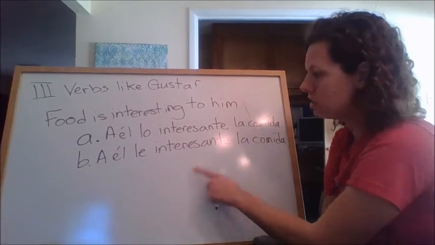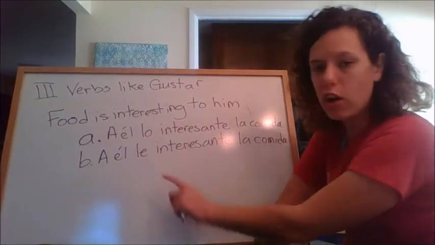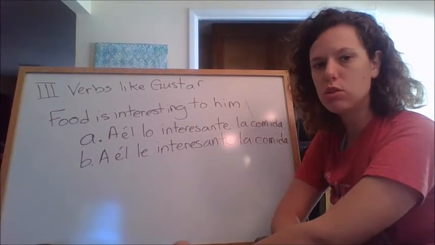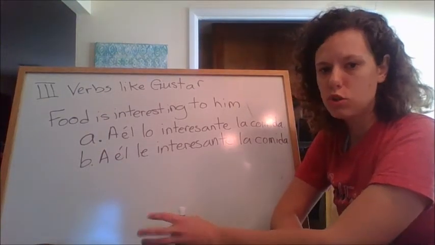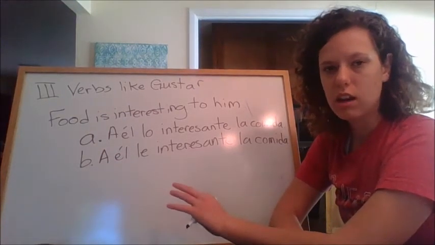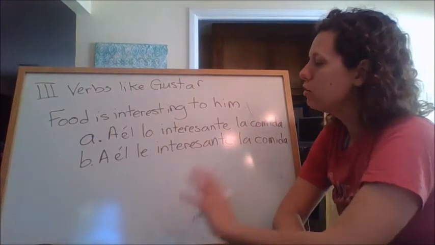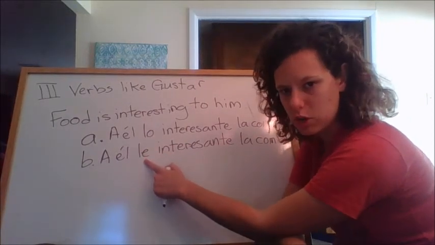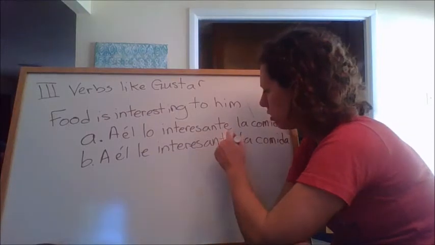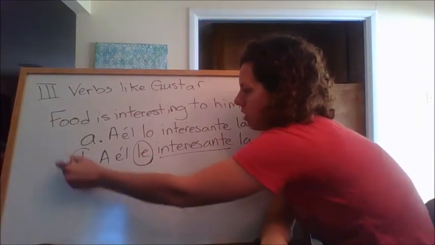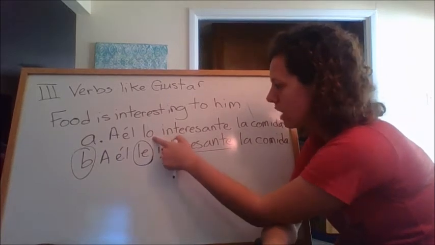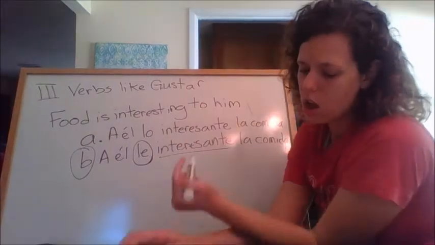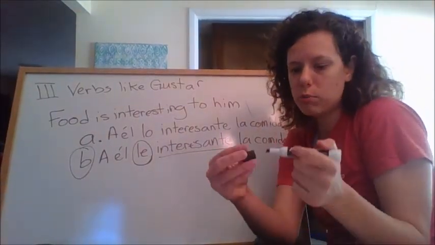Here, what you're deciding between is lo or le. Now, I've already said that with verbs like gustar, we use indirect object pronouns to indicate to whom the thing is interesting, important, being liked, missing, that kind of stuff. So this is a direct object pronoun, and this is an indirect object pronoun. So because we're dealing with verbs like gustar, it has to be this one. Because we don't use direct object pronouns to indicate who is liking the thing, all right? Okay, so you need to know your indirect object pronouns.